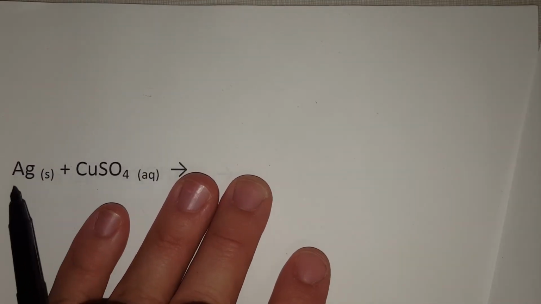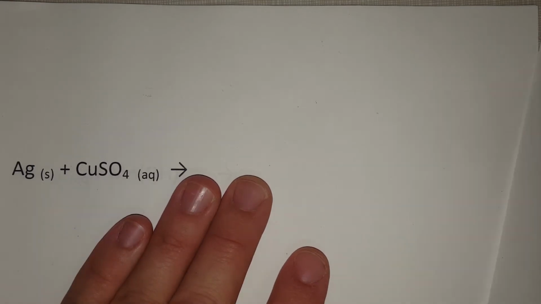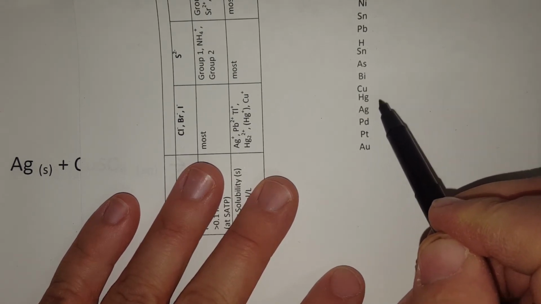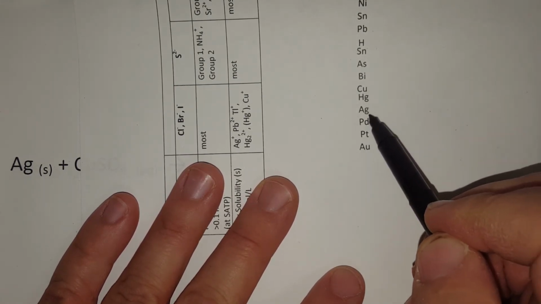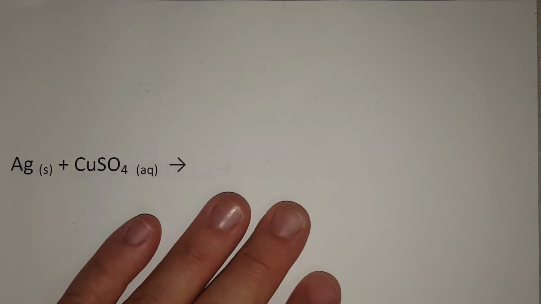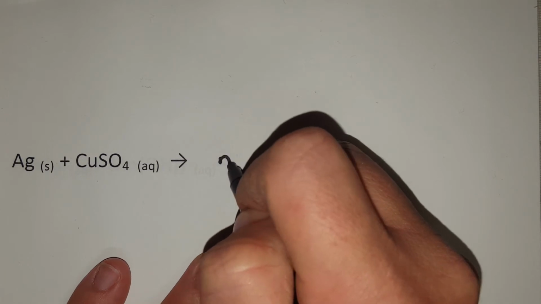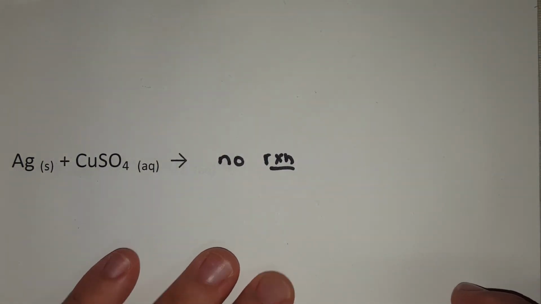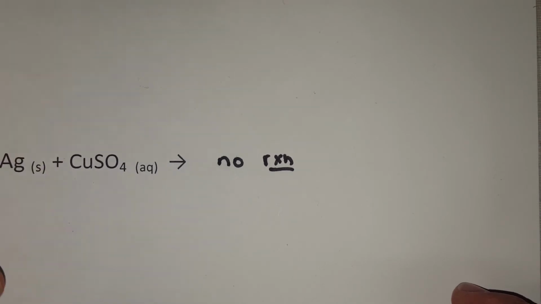Okay, so here we have another possible single displacement reaction, with silver and copper. So I'm going to go and look. As you can see, silver is here, copper is above it. Since copper is above silver, silver cannot displace copper. And so in this case, we're going to say no reaction. There would be no products to predict.